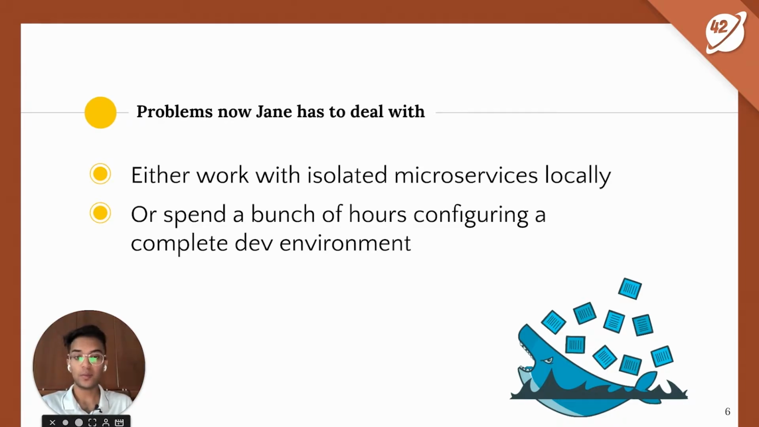Now, this might not be a problem when you're working with 2 or 3 microservices, but imagine making a change in an application consisting of 10, 15 microservices. It is almost impossible to predict how your changes would affect other things if you're working in isolation with a particular microservice. The second option Jane has available is to actually bring up all the microservices and configure things between them so that they all work like the actual application locally.